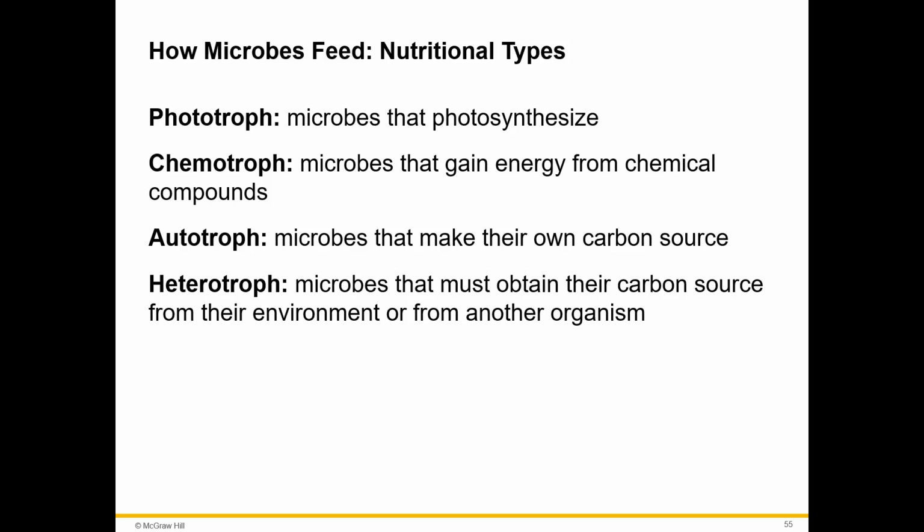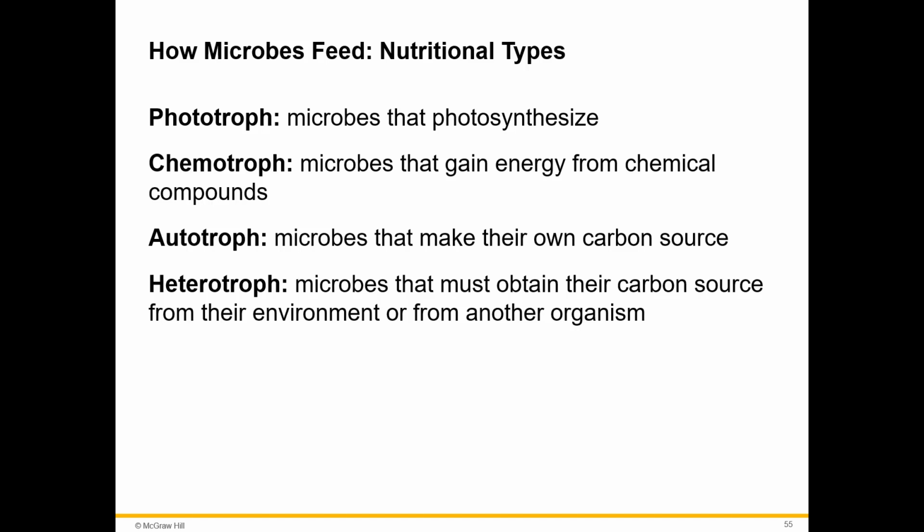Microbes need all of the same types of elements as we do, supplied in their environment. So they're going to need carbon, hydrogen, nitrogen, and so forth. They are going to use this for all of their cellular processes. Microbes also have particular feeding mechanisms.